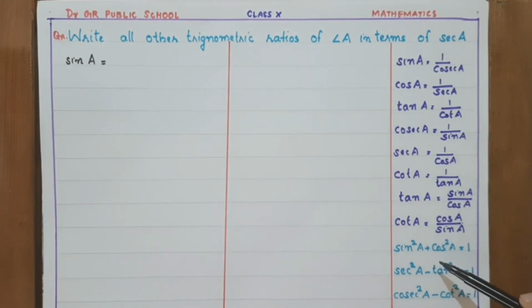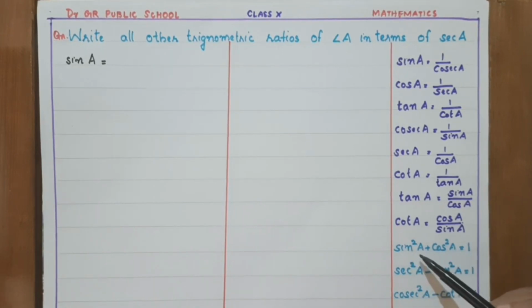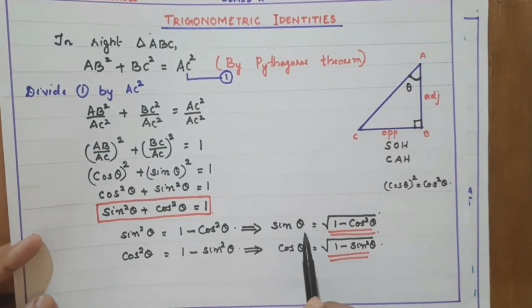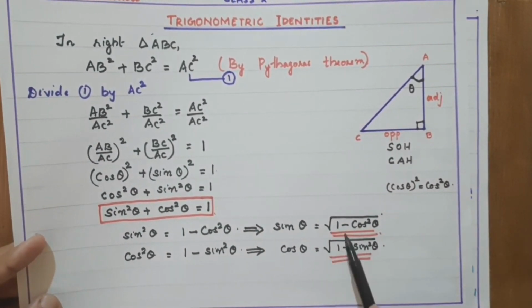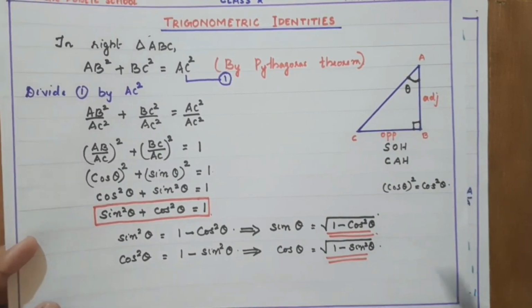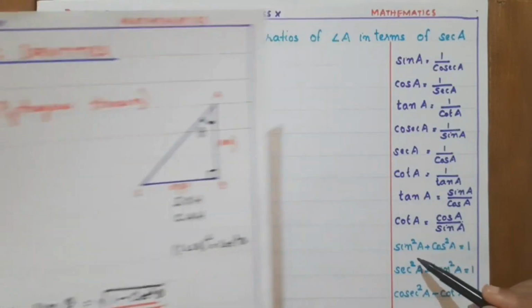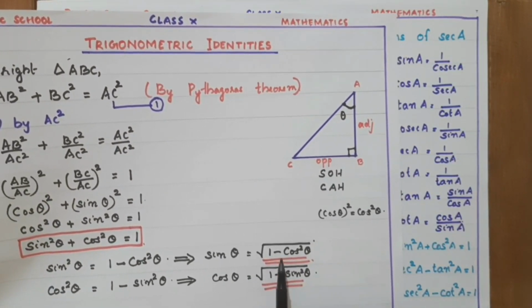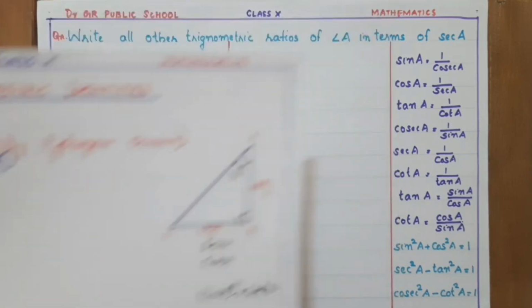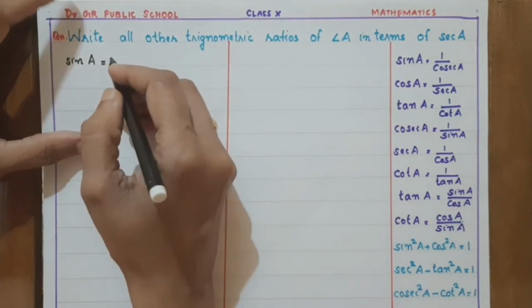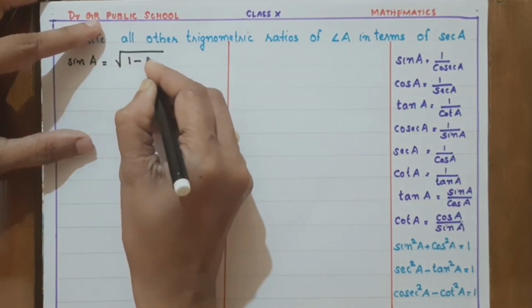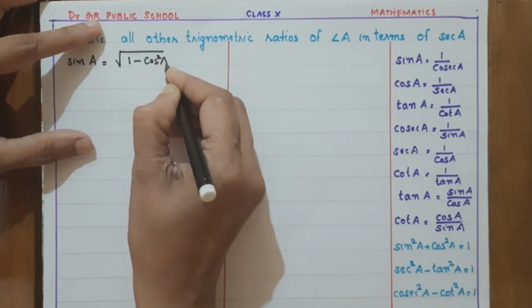We have sin square A plus cos square A is equal to 1. And from this identity, we can get sin A. Here it is written sin theta is equal to square root of 1 minus cos square theta. Here the angle is A. So what can we write for sin A? Sin A is equal to square root of 1 minus cos square A. Okay children? So sin A can be written as square root of 1 minus cos square A.